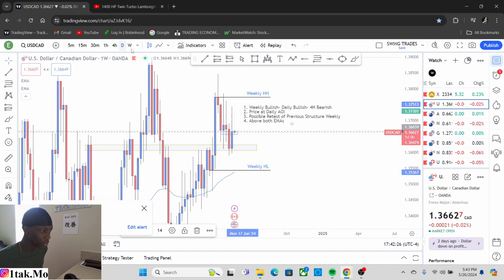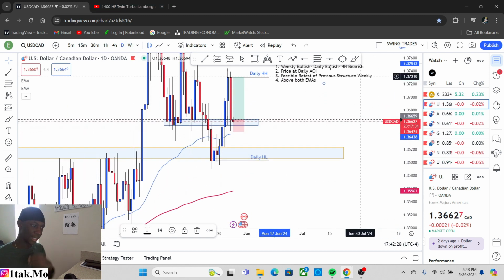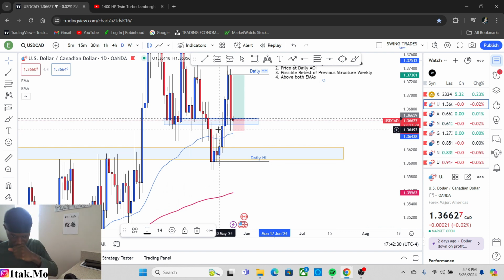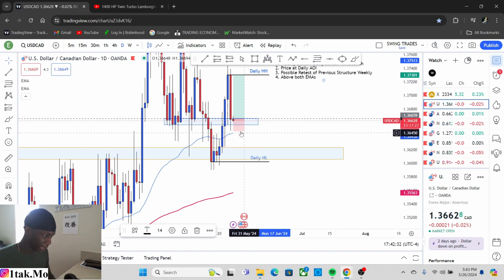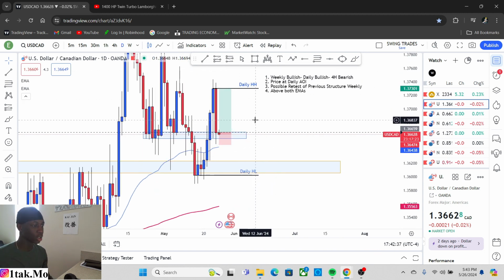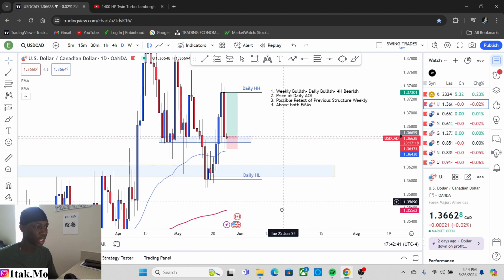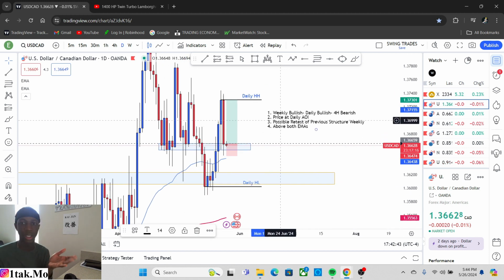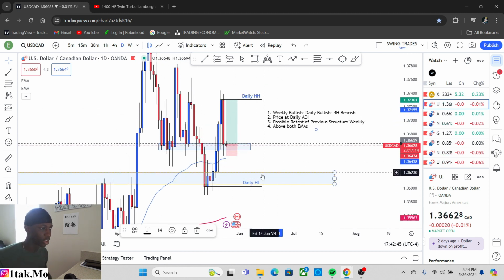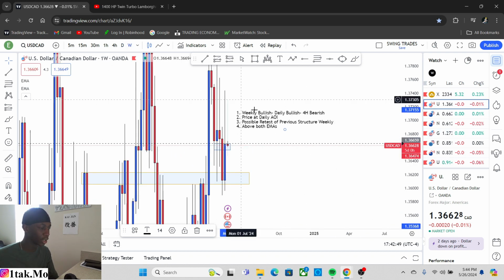The daily literally had this area of interest marked up. The price is gonna come back, retest it, and then continue its momentum upward. That's what I'm waiting for. And it's above the 50 and the 200 EMA. Everything I'm writing here, I'm just reading, literally showing you. And it could retest previous structure. So yeah, on the weekly, not the daily, weekly.